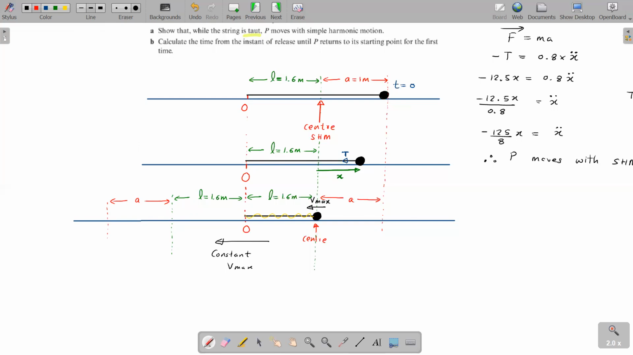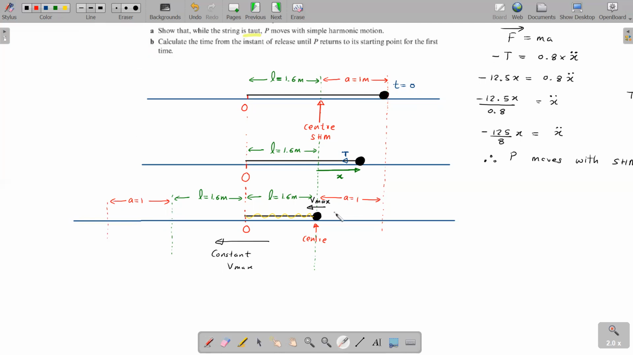Can you see what's going on? It will go 1 meter. Amplitude is 1 meter, right? It will go the amplitude of 1 meter. So amplitude will be 1 meter.